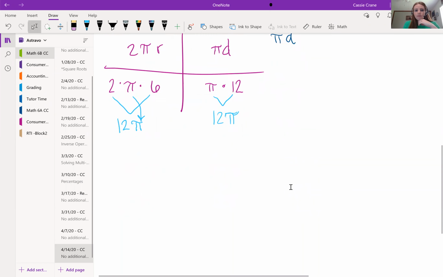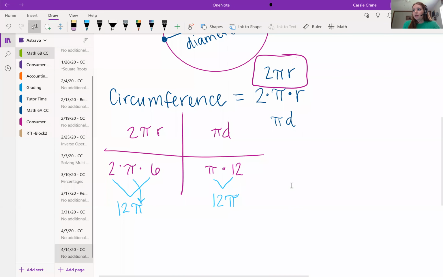So they're the same, so you could use either formula, and usually the time that you're going to want to use this one is if you know the diameter. That way you don't have to say, well, I know the diameter is 12, but the formula is 2 pi r, so now I've got to find the radius. You don't have to do all that if you know the diameter.